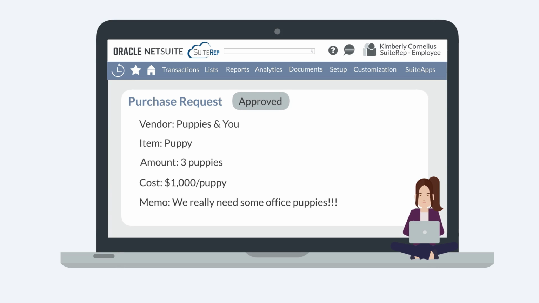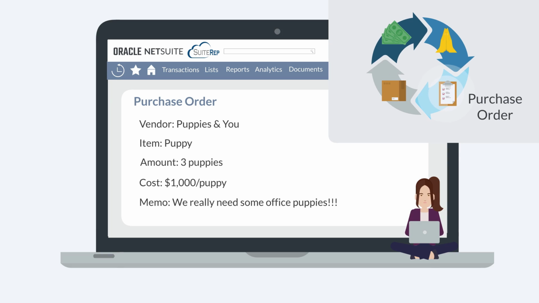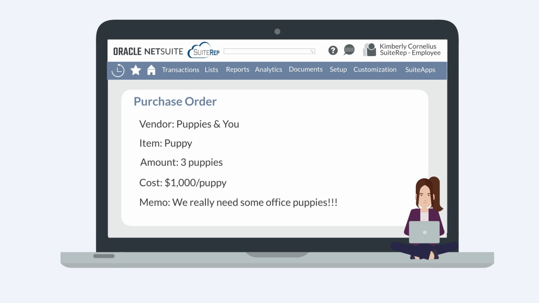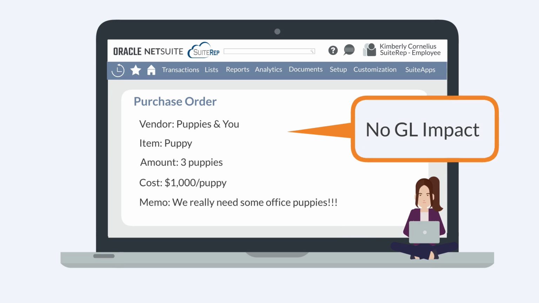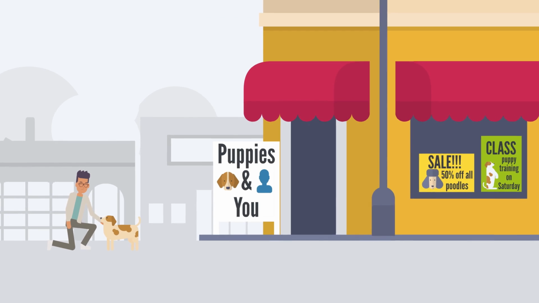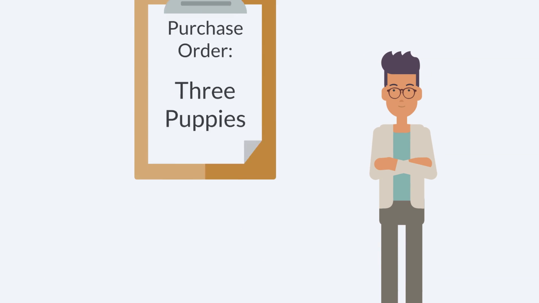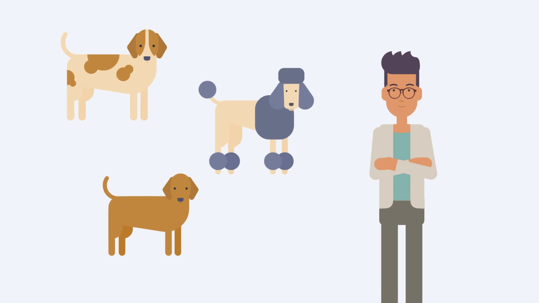Once the purchase request has been approved, it converts to a purchase order. A purchase order is simply the form that your company sends to your vendor requesting specific items. As with purchase requests, purchase orders have no GL impact. At this point in the process, no money has actually changed hands yet. The next steps in the process are all in your vendor's hands. Your vendor receives your purchase order, gathers the items you ordered, and ships them to you.